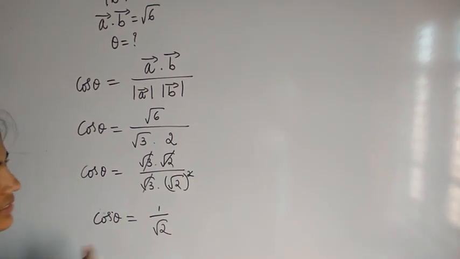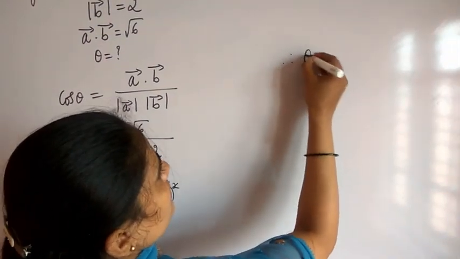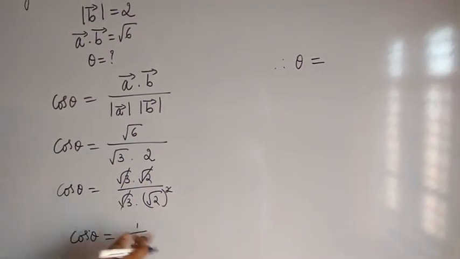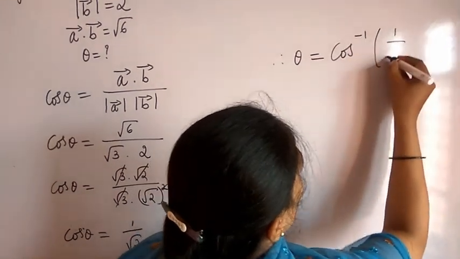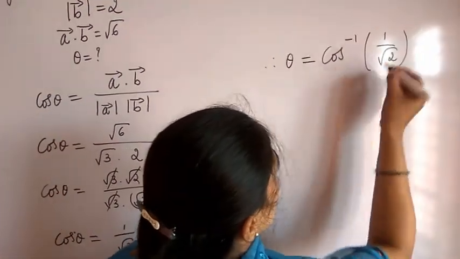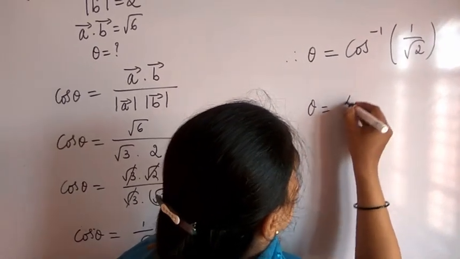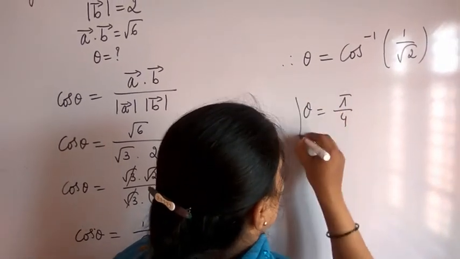Here we have to find theta. So therefore theta equals, take this cos to the right hand side, it becomes cos inverse of 1 by root 2. What is cos inverse of 1 by root 2? So cos inverse of 1 by root 2 is pi by 4.